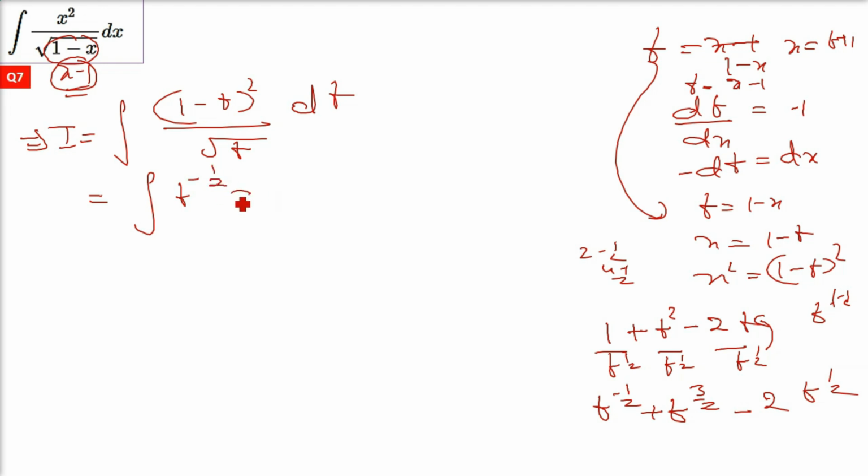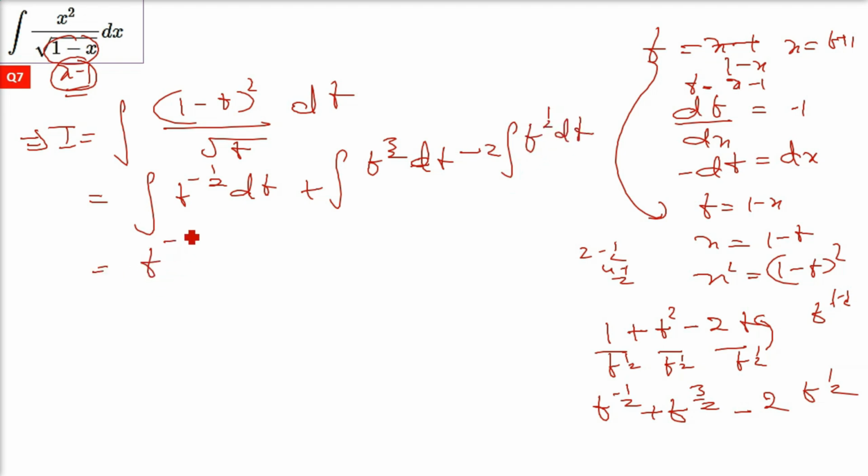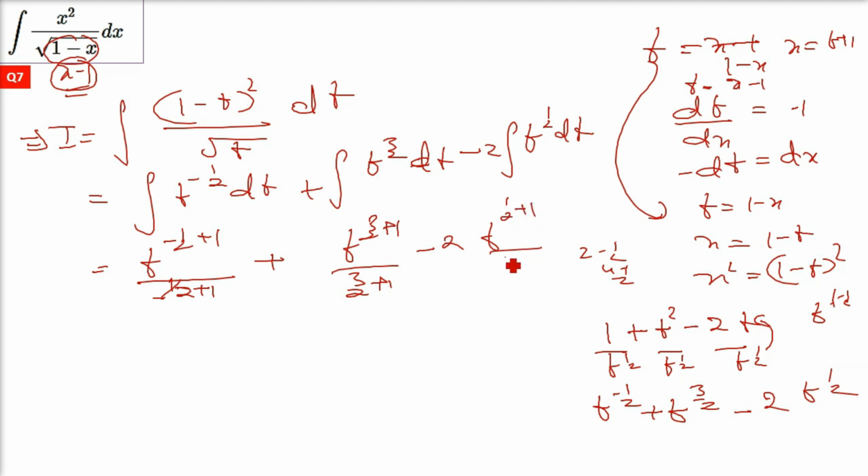So now what we have got, let's separate them out. T raised minus half first integration, second integration is to be done for t raised to the power 3 by 2. Third one is for t raised to the power half. So t raised minus half plus 1 divided by negative half plus 1, plus t raised 3 by 2 plus 1 divided by 3 by 2 plus 1, minus 2 t raised half plus 1 divided by half plus 1. So this 1 minus half will be half only.